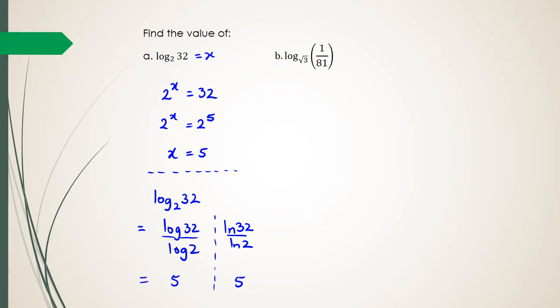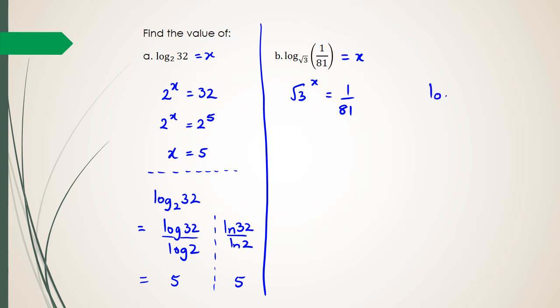For question B, we're doing pretty much the same idea. We can say that this is equal to x, which means square root of 3 to the power of x is equal to 1 over 81. With this part, if you were to use a calculator, you could straight away go log of 1 over 81. Just make sure you put the brackets around the 1 over 81, and then divide it by log of, open a bracket, square root of 3. And hopefully you get an answer. Right now I don't have a calculator, so I'm going to try and work this the long way.